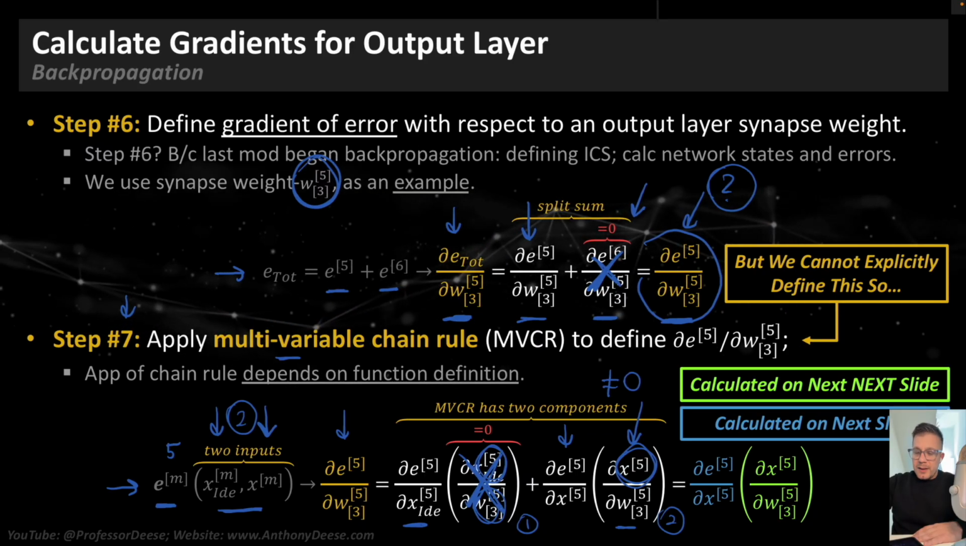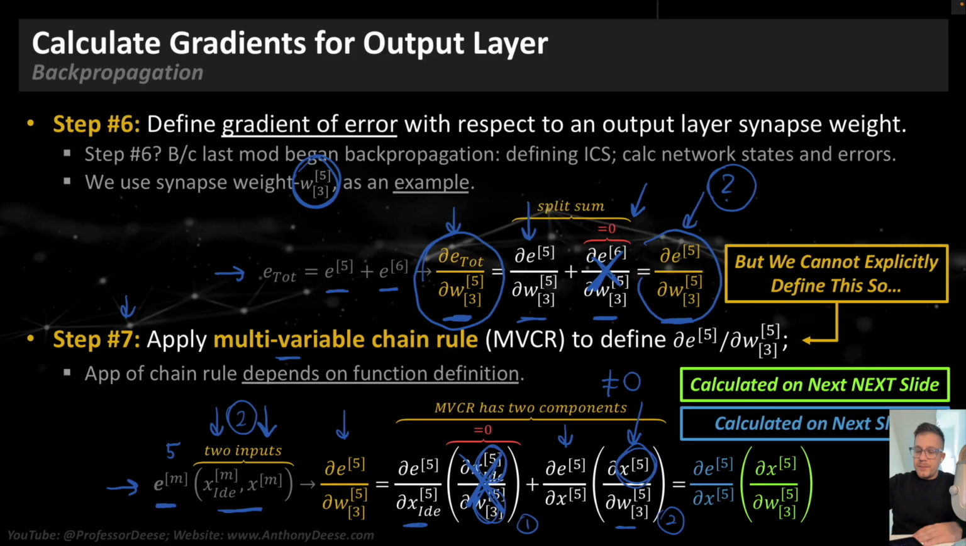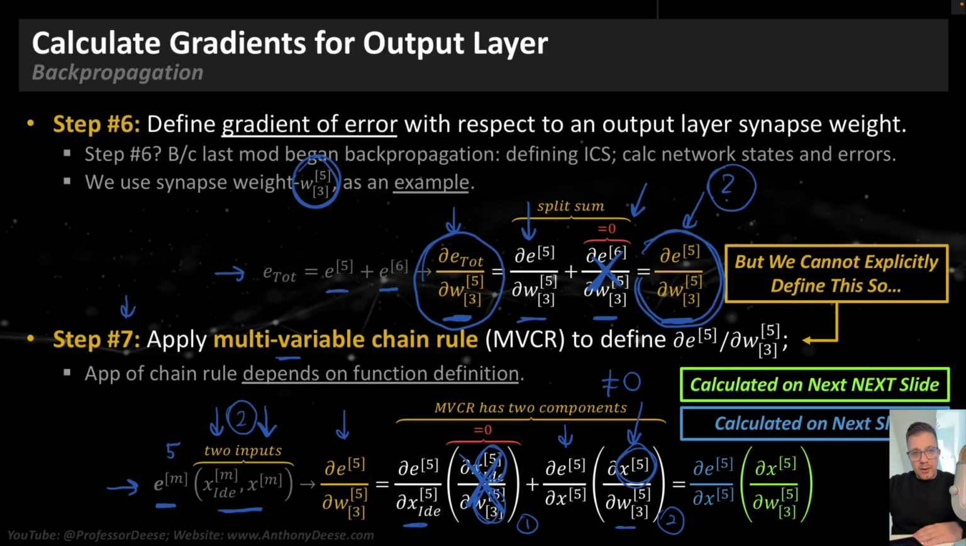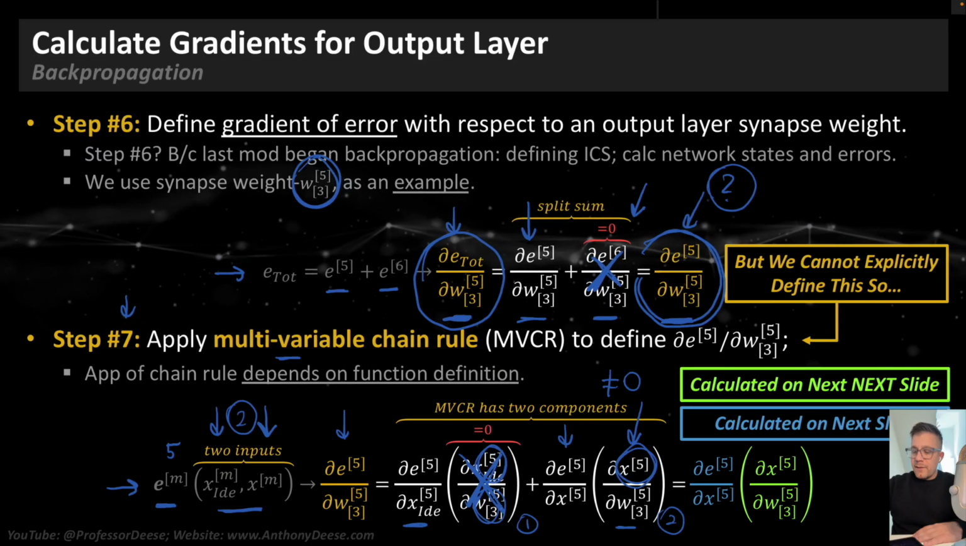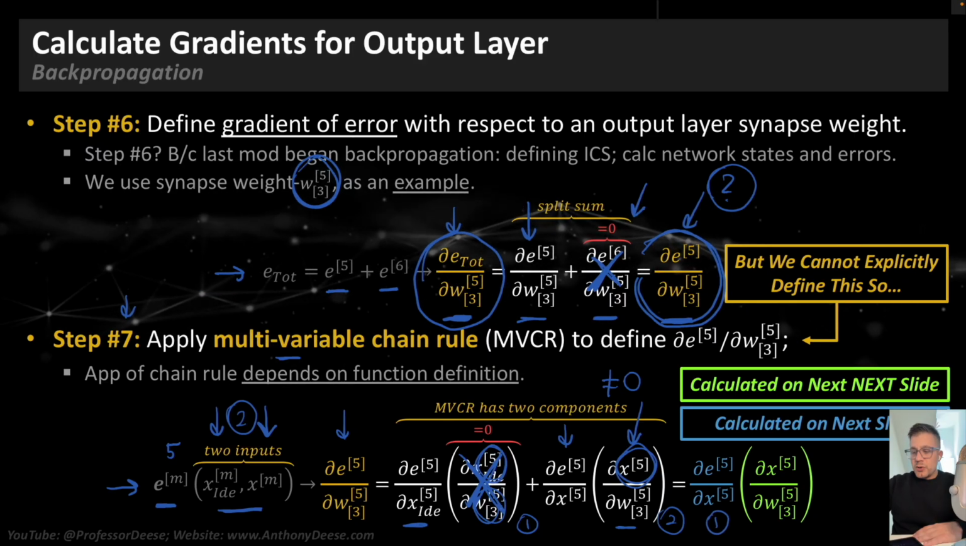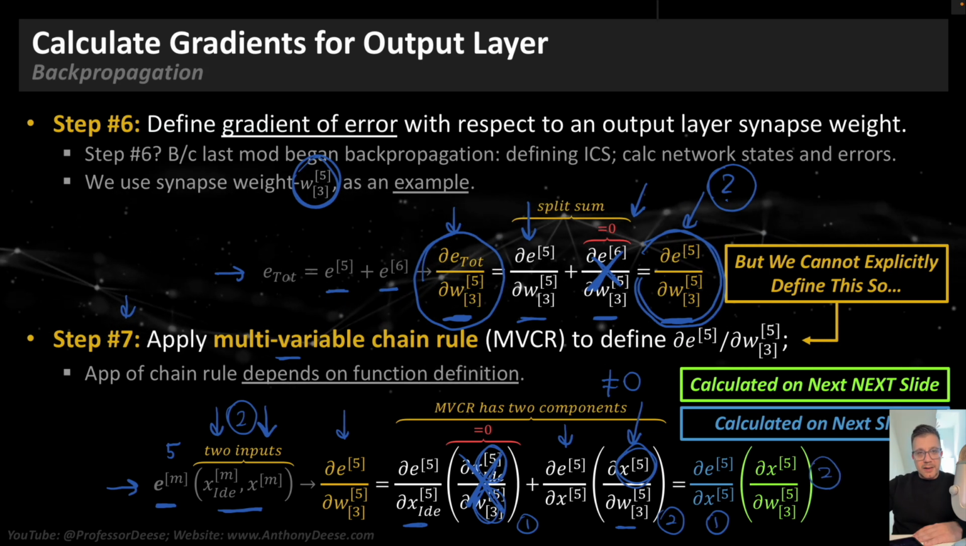What we end up with is this observation that the partial derivative of the total error with respect to our synapse weight is equal to the partial derivative of only error component E5 with respect to the synapse weight, which then can be broken up into 2 factors, right? One shown in blue, which we'll calculate on the next slide, and another shown in green that we're going to calculate on the next slide.